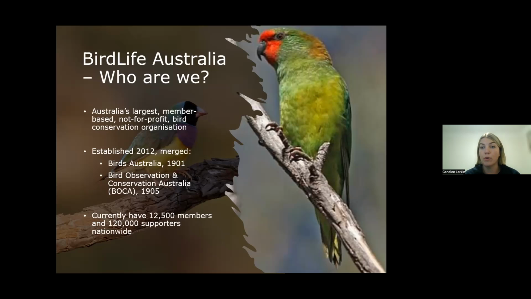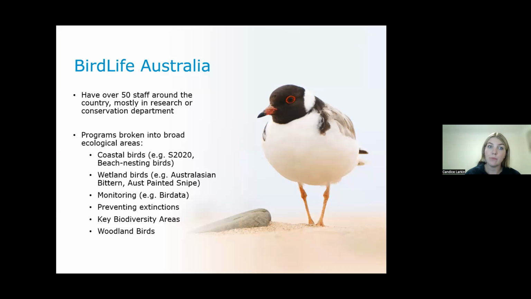BirdLife, we like to work through a variety of different methods, which include research into conservation, advocacy and education. And we work with a lot of different stakeholders. A lot of our work is collaborative. So that means we require both volunteer participation, assistance from government organisations and universities. So we have over 50 staff around the country, and most of our staff are researchers. Prior to working at BirdLife, I was a zoologist. My role in BirdLife still involves a lot of field science and ecology, as well as delivering workshops such as these. And our programs can be broken down into broad ecological areas.